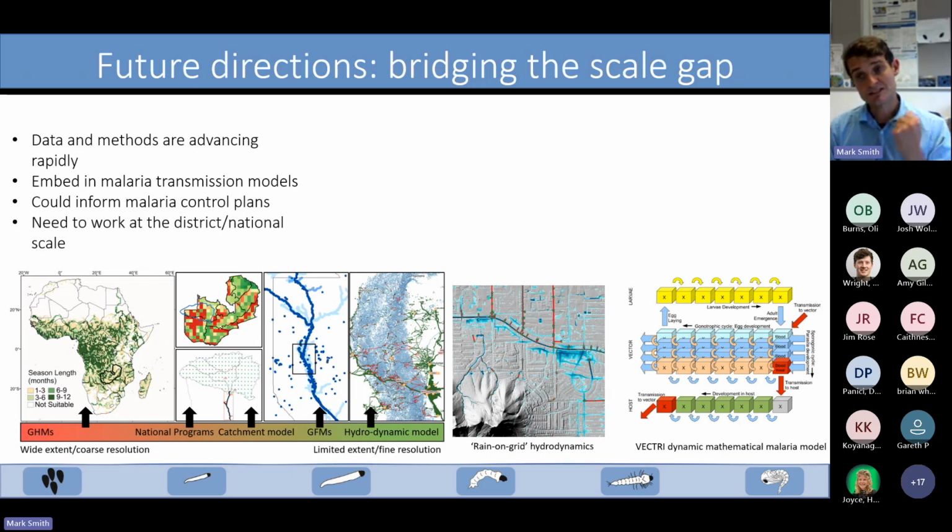And I think with remote sensing data improvements and our machine learning driven classifications of that, we can deliver that in part, but also new generations of hydrodynamic modeling, this rain on grid hydrodynamics, where we can get a better understanding of surface water movement through the whole landscape. I think this is a really important area of development. And then we can try and embed that into a full malaria transmission model, not just looking at suitability, but actually thinking about where people live and how that will interact with the malaria transmission cycle as well.